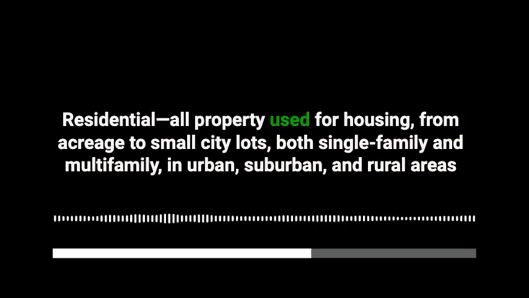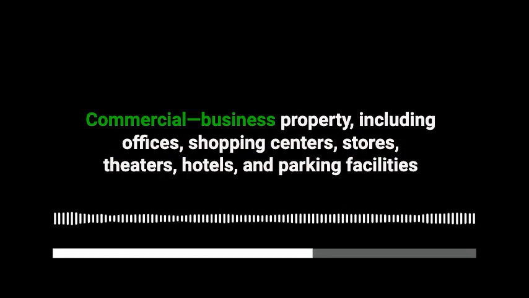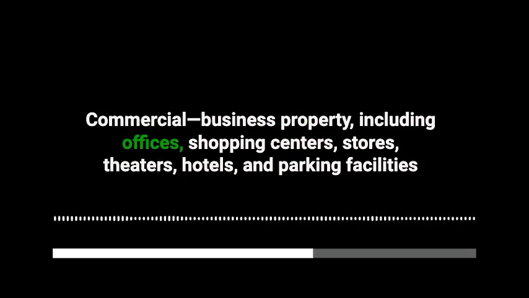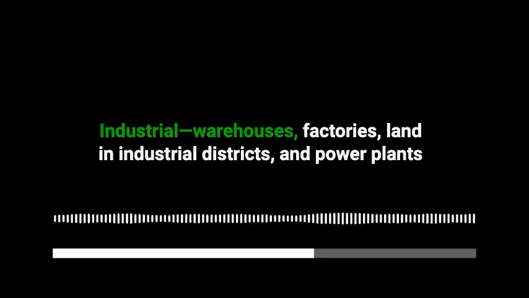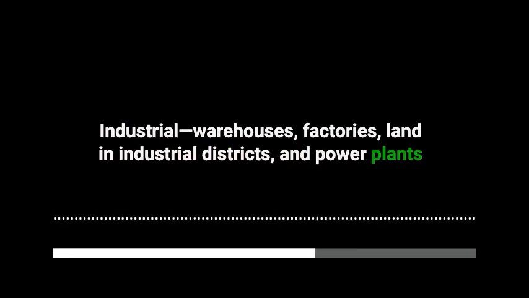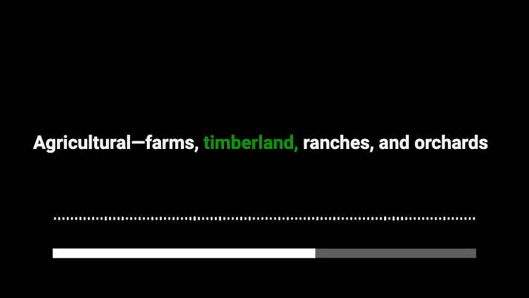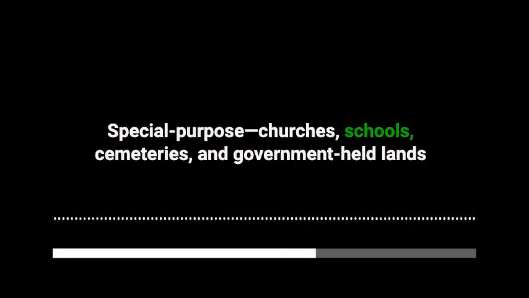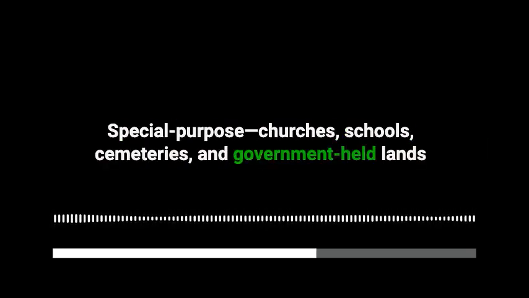Residential: all property used for housing, from acreage to small city lots, both single-family and multifamily, in urban, suburban, and rural areas. Commercial: business property, including offices, shopping centers, stores, theaters, hotels, and parking facilities. Industrial: warehouses, factories, land in industrial districts, and power plants. Agricultural: farms, timberland, ranches, and orchards. Special purpose: churches, schools, cemeteries, and government-held lands.